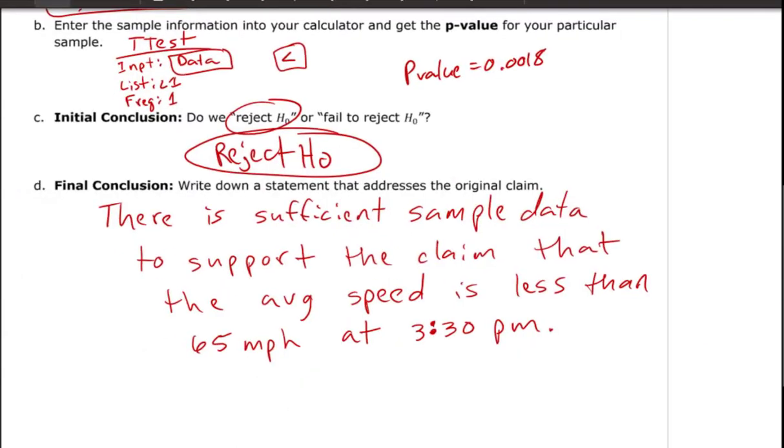Basically what I did here was write down my final conclusion from my flowchart, a very well written statement. There's sufficient sample data to support the claim that the average speed is less than the posted speed, which is 65 miles per hour at 3:30. So it does look like people are going slower at that time of the day than the speed limit. And it could be because it's busier, since it's 3:30 p.m. and people are getting off work or going home. So it's understandable that it's probably less than the speed limit. But there you go. There's some great examples of hypothesis testing for the mean.